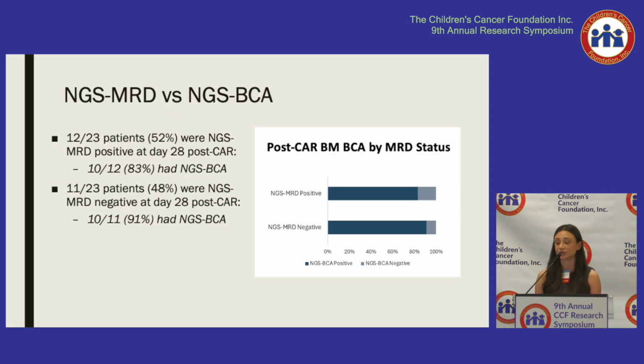Looking at NGS MRD versus NGS BCA, 52% of patients were NGS MRD positive at day plus 28 post-CAR. And again, these are patients who are all MRD negative by flow cytometry. And 83% of those patients also had B-cell aplasia by NGS. In contrast, 48% of patients were NGS MRD negative at day plus 28 post-CAR, and 91% of those patients had NGS BCA. So no matter the MRD status of our patients, most of them did have B-cell aplasia, with slightly more having B-cell aplasia in the MRD negative group.